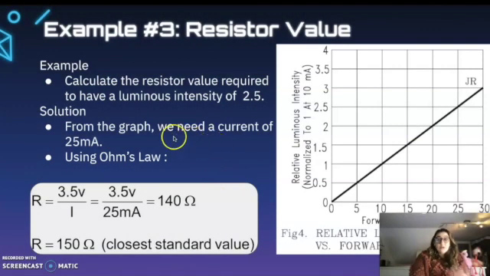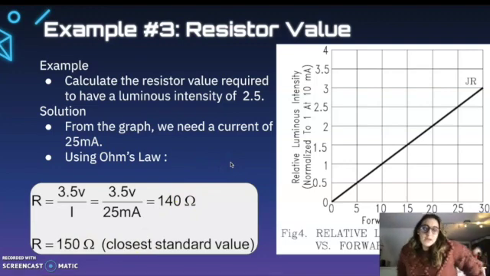All right, so from the graph we need 25 milliamps. Then using Ohm's law, we've got 3.5 over our current, 3.5 over 25 milliamps, is equal to 140 ohms. The closest resistor that we have is 150. So obviously we're going to have a little less than our desired 2.5 luminosity because our resistor is slightly larger, but it will be minimal in terms of difference. It'll be a negligible difference, so we can just use that resistor. Again, we always have to choose the closest standard value to what we've calculated.